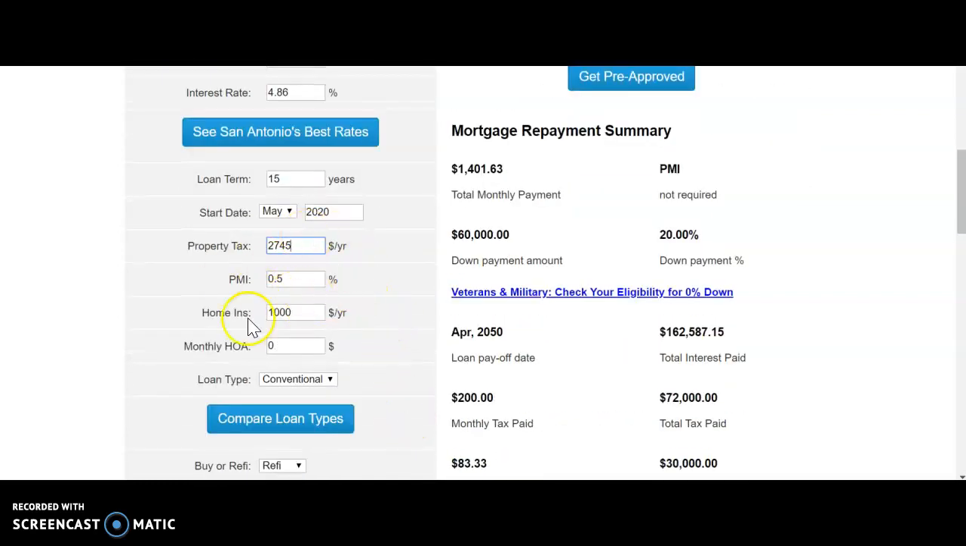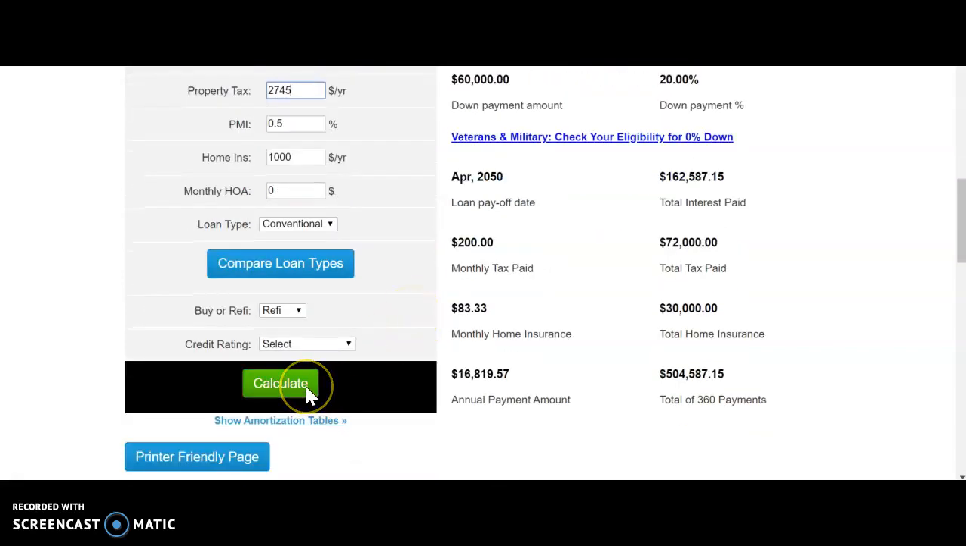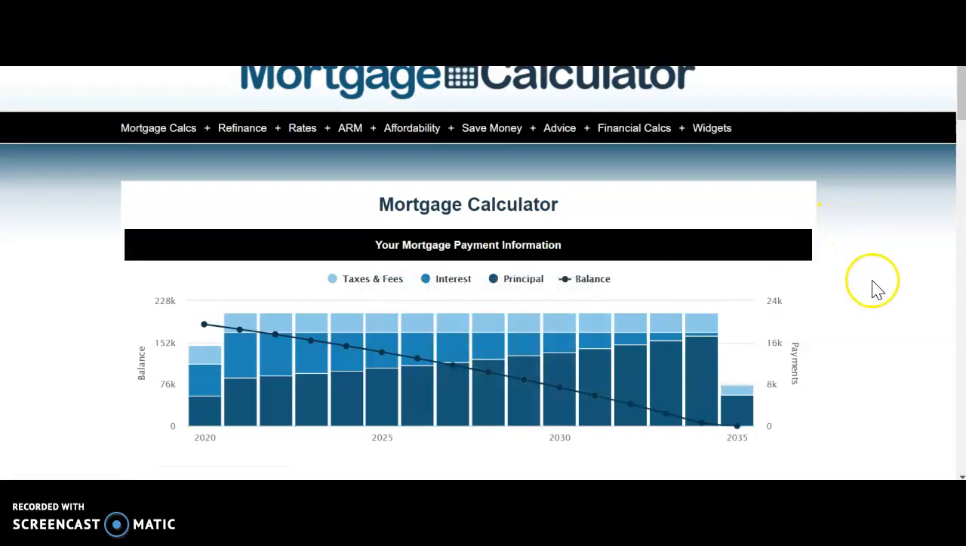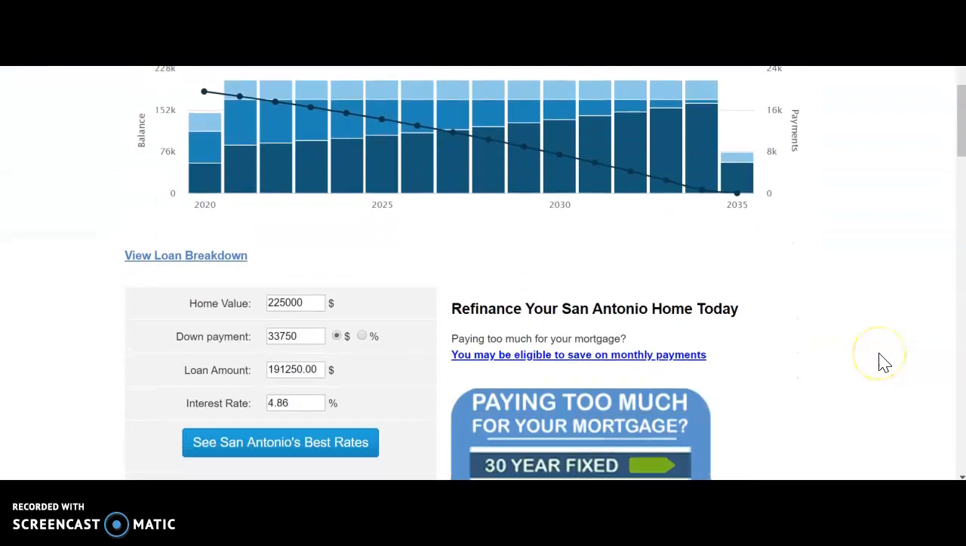PMI, we'll just leave it. It's not a big deal. Home insurance, we're not going to mess with that, or the HOA. So then we are going to hit calculate. And when we do that, we're going to see exactly, this is where we started. And then we would end up paying it off in 15 years.